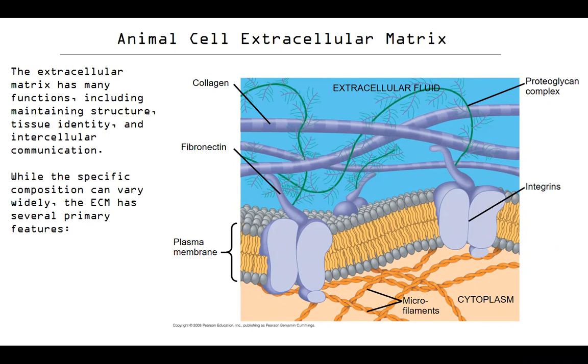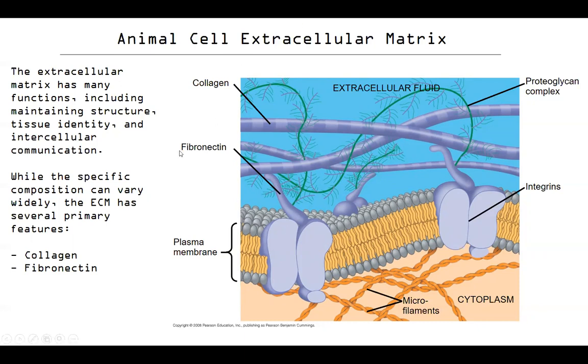So while the specific composition of the extracellular matrix can vary widely between different cell types, there are a lot of things that we have in common between cells. One of these is collagen. You may have heard of collagen in reference to things like skin elasticity. This is a structural protein that we'll talk about in the next slide.